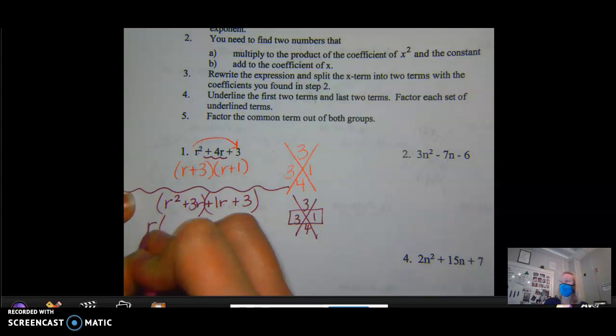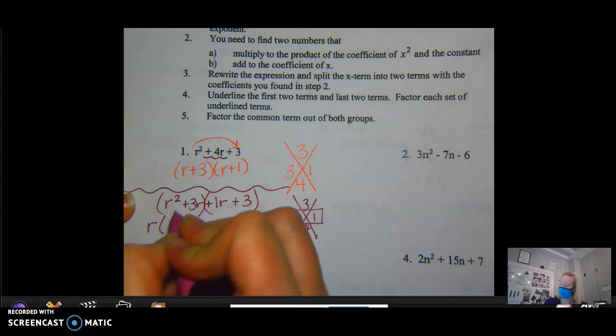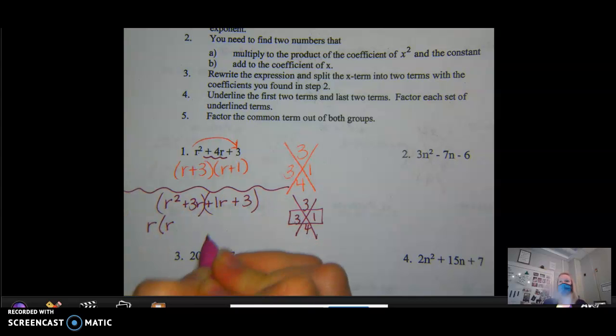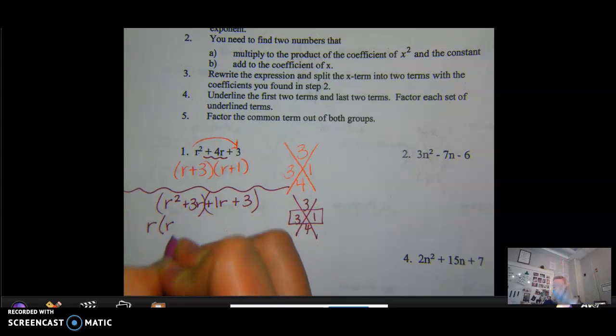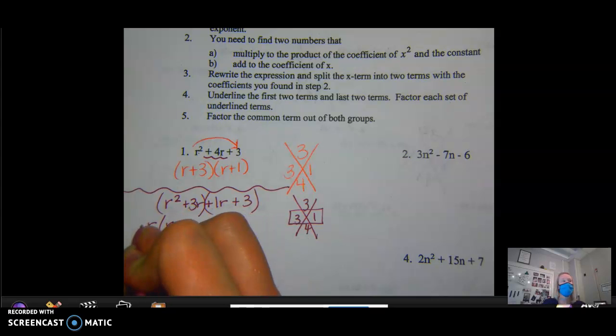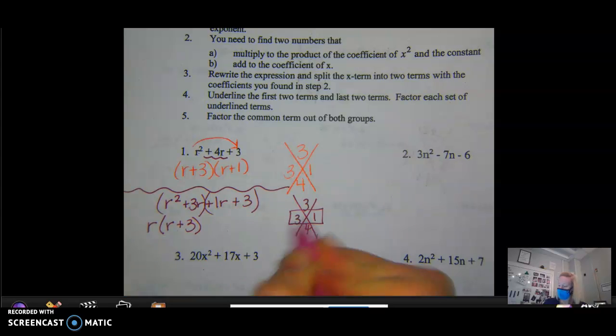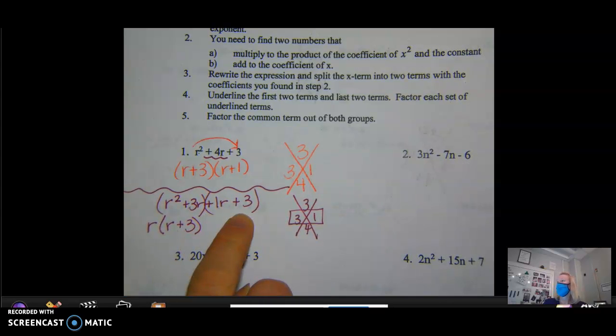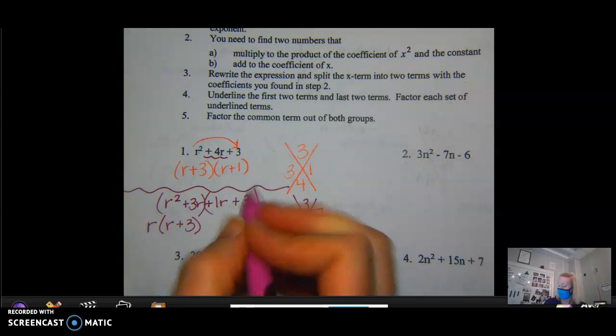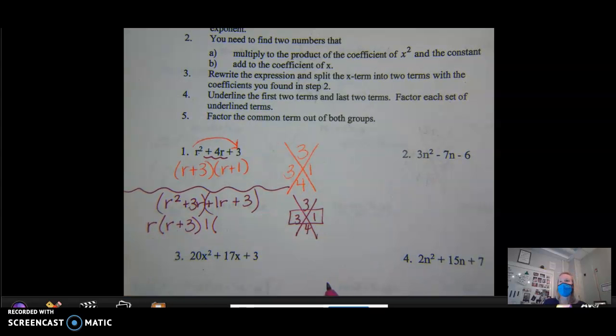So r squared divided by r gives me r. I had 2 r's. I took 1 out. I have 1 left. Plus 3r. Take out an r. What am I left with? 3. What's your GCF over here? Guys, gotta talk louder. I can't hear mumble. What's my GCF here? 1. So does it change that guy at all?